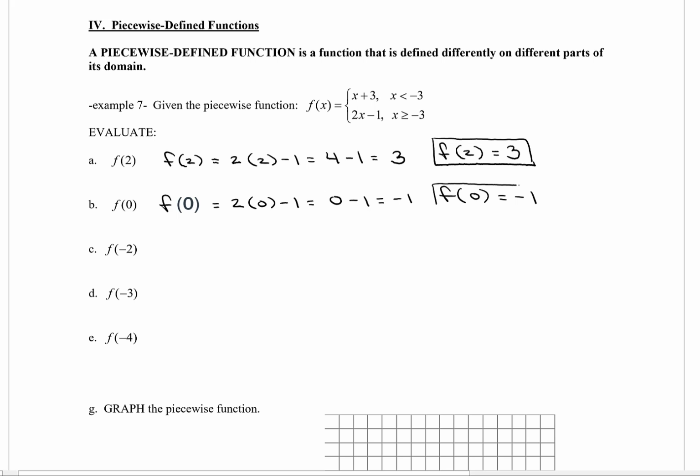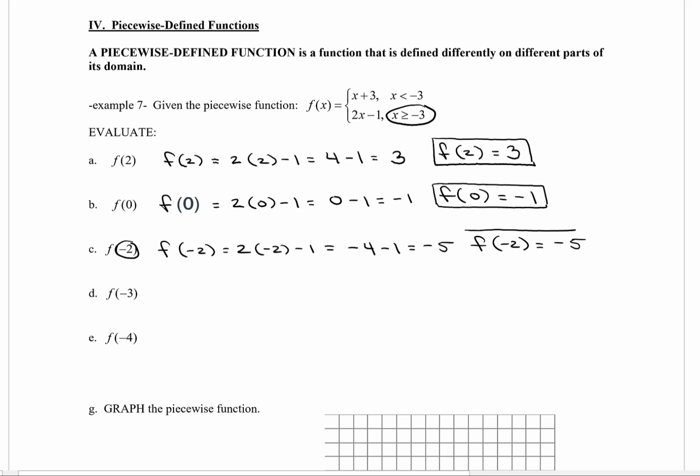C. F of negative 2. F of negative 2 is equal to, I'm continuing to use the same piece of the function because negative 2 is greater than or equal to negative 3. So f of negative 2 is equal to 2 times negative 2 minus 1, which is equal to negative 4 minus 1, which equals negative 5. So f of negative 2 is equal to negative 5.